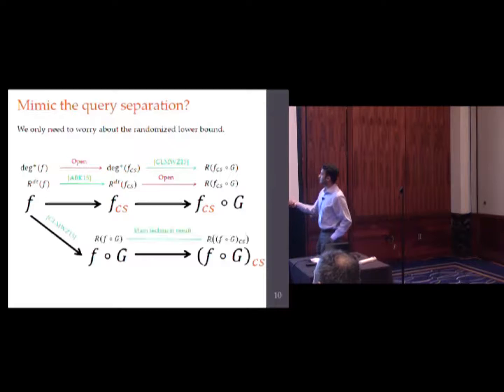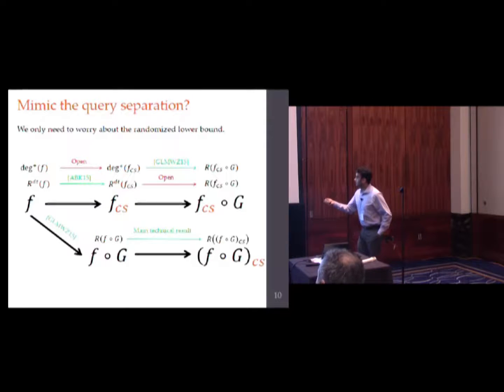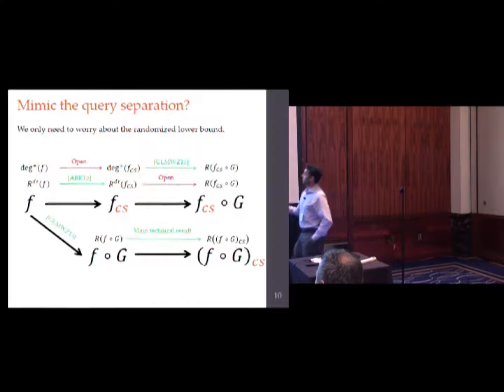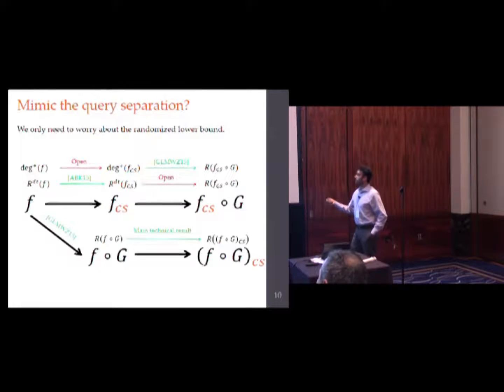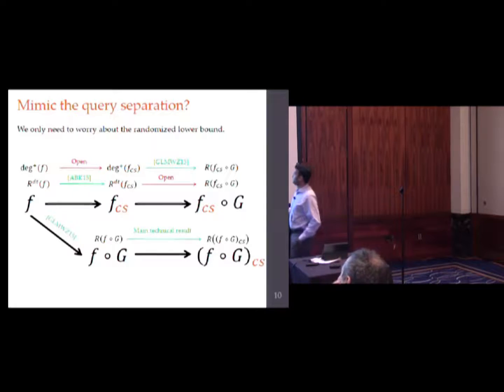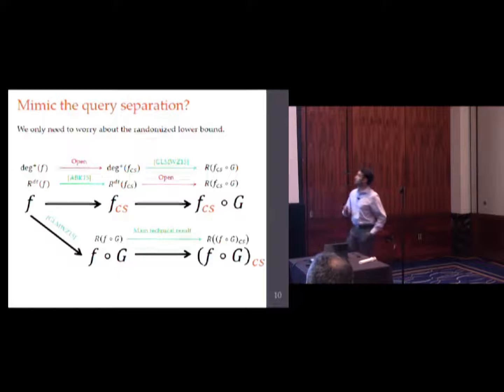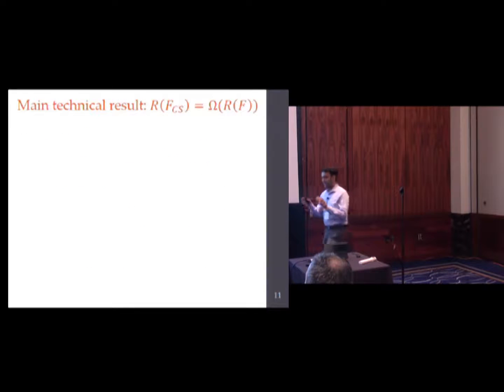The really hard part is to prove this technical result, which says that the communication complexity of the cheat sheet problem is lower bounded by the communication complexity of the problem you started off with. So this is the analogous result of this result over here, which worked in query complexity. We need to prove this in communication complexity. So in other words, the main technical result is just that the randomized communication complexity of the cheat sheet version of a function is lower bounded by the randomized communication complexity of the original function. This is the main technical result, which obviously I'm not going to prove.